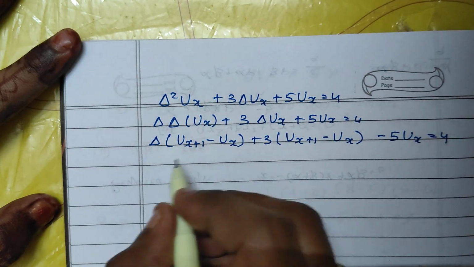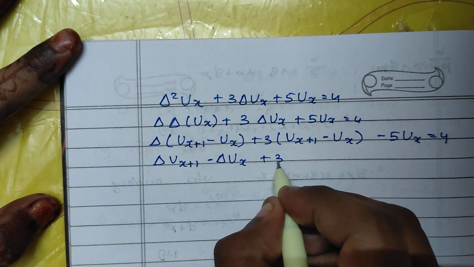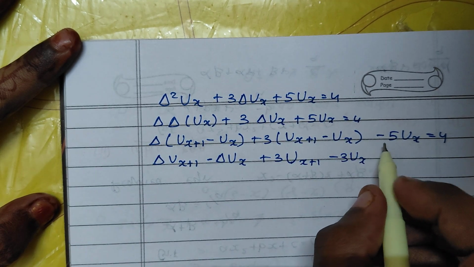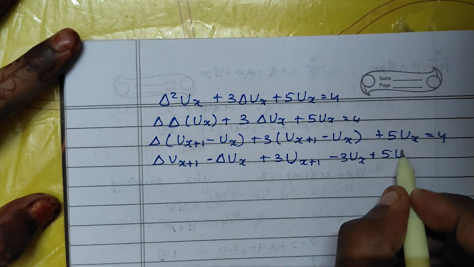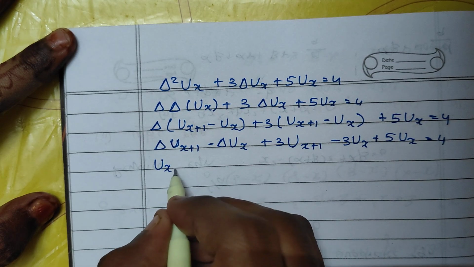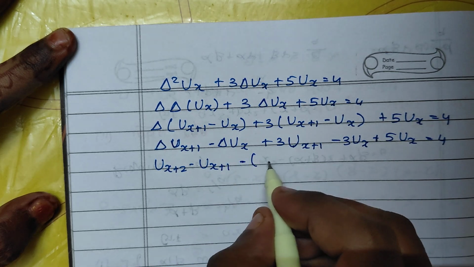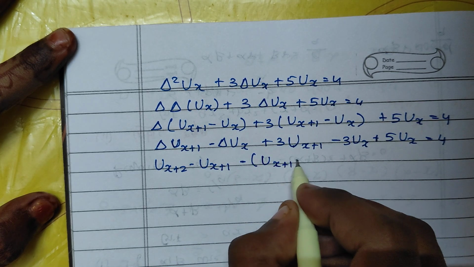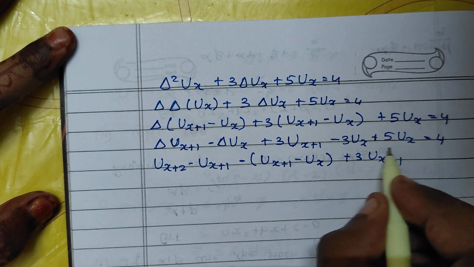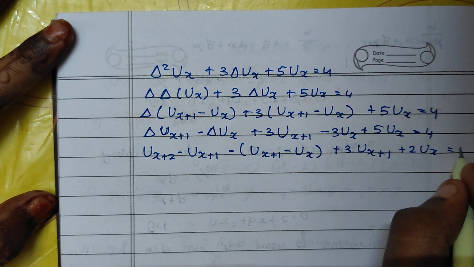Okay, then bring this del inside. Del ux plus 1 minus del ux plus 3 ux plus 1 minus 3 ux plus 5 ux is equal to 4. Here del ux plus 1 will convert into ux plus 2 minus ux plus 1, minus of del ux will convert to ux plus 1 minus ux, plus 3 ux plus 1. Here we are having 2 ux, right? When you add, you will get plus 2 ux is equal to 4.